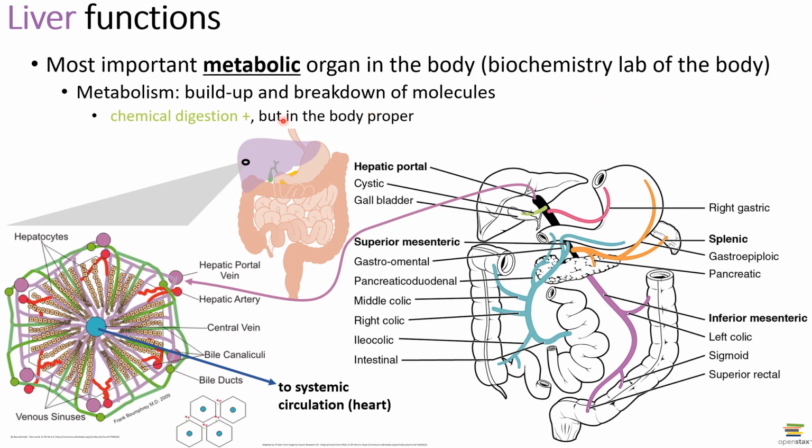And so all of this chemical interconversion is occurring in the body proper. So we're no longer in the alimentary canal in that lumen. We're actually looking at what happens to the nutrients once they're inside the body, in circulation, and they're already microscopic and small enough to flow through the blood.